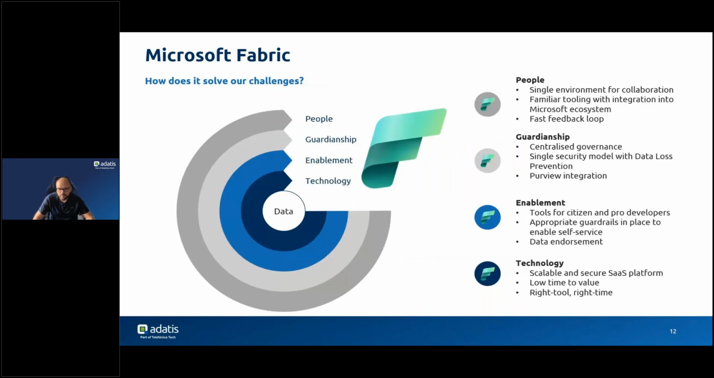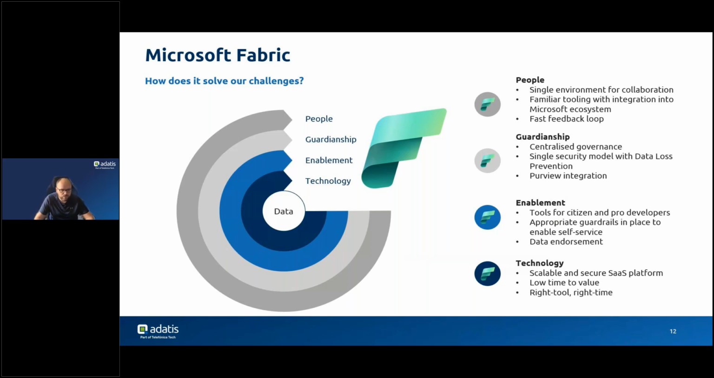So Fabric helps us with the technical components of some of those areas of consideration that I mentioned earlier. So it's given us that scalable and secure software as a service platform, which means that we can deliver value to the business really quickly without having to worry about the platform side of it, and means that we can start to use the right tool at the right time. So we don't need to worry about hopping between different tool sets. We've got everything under one roof and everything is ready for us to start using. But it helps with some of those other softer areas that I mentioned.